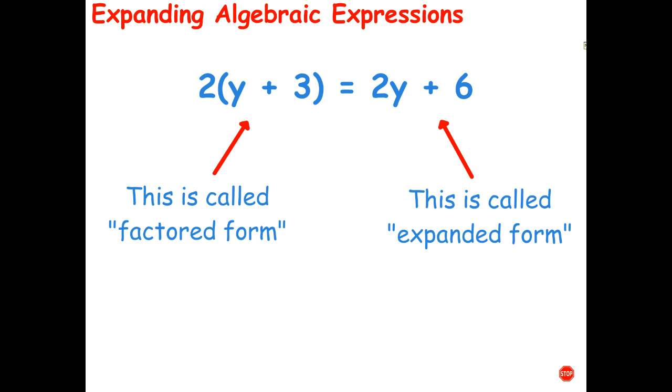Okay, and two more phrases that we need to know. When we have an expression written as something times something, such as 2 times y plus 3 in brackets, that's called the factored form or factorized form. And this is called the expanded form when it's written without brackets. So expanding means going from the factored form to the expanded form. And factorizing is going from the expanded form back to the factored form. Okay, in the next video, we'll actually go ahead and revise how to expand algebraic expressions that have a form that looks like that.